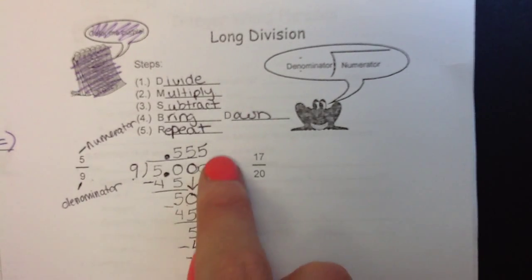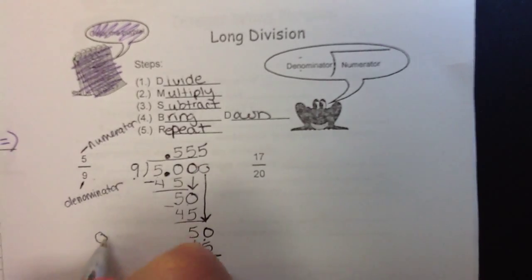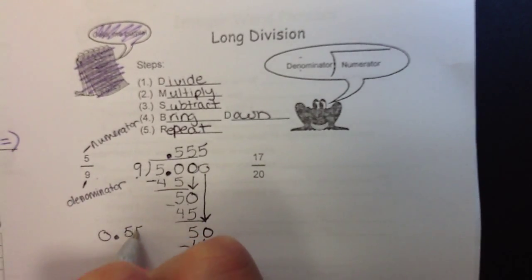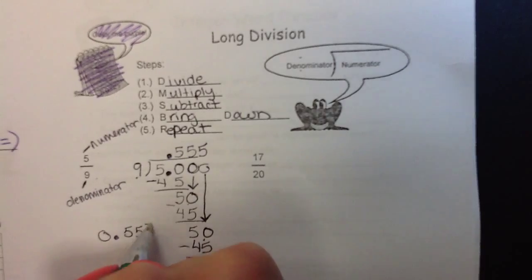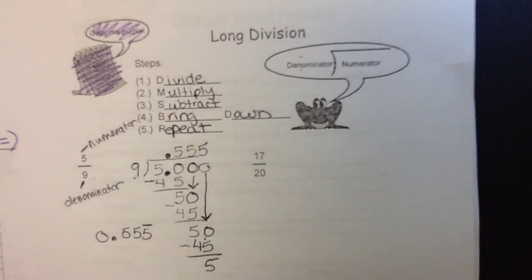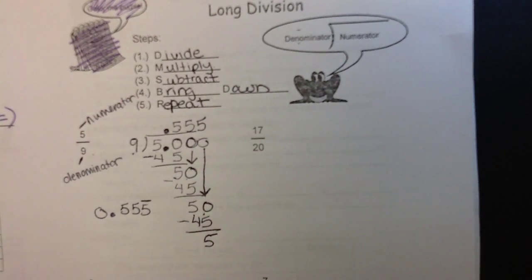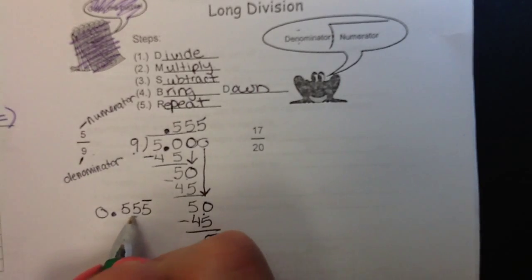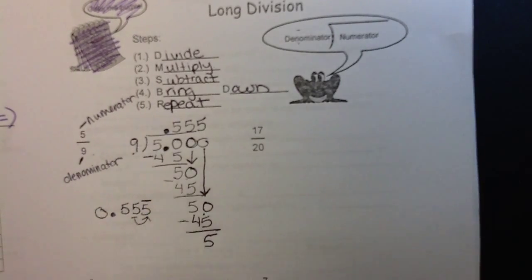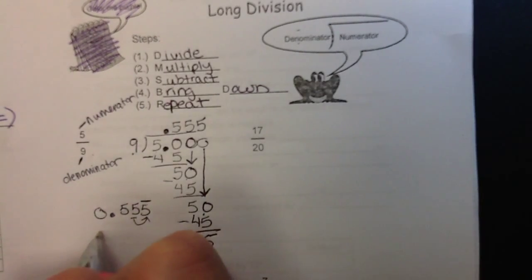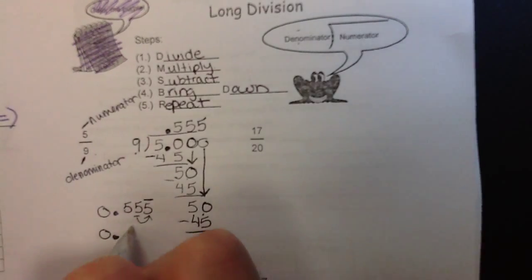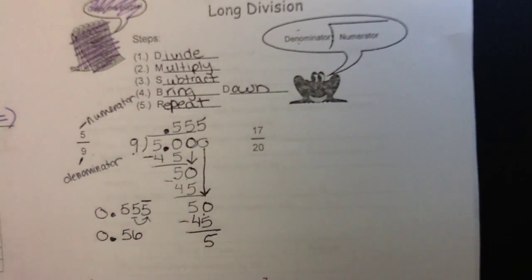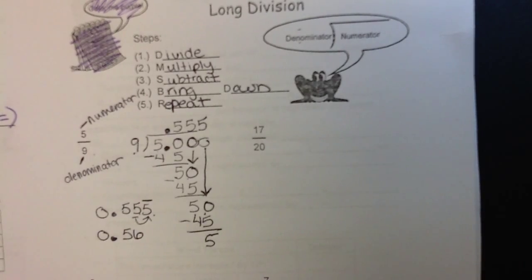So our answer to the division problem is 0.555 repeating. And if we were to round that to the nearest hundredth, we could underline the hundredths, look 1 to the right, and we would have 0.56, because the 5 here would make that 5 round up to a 6.